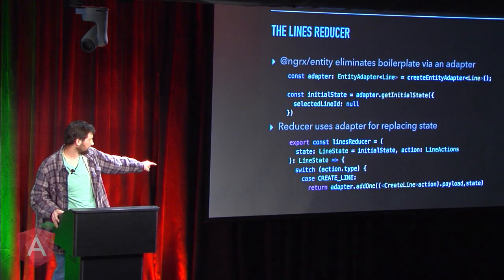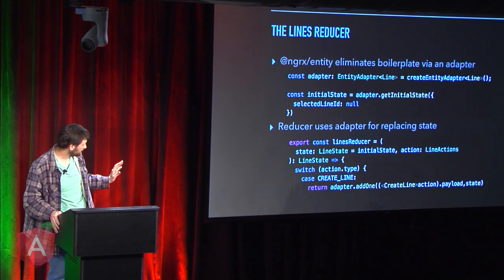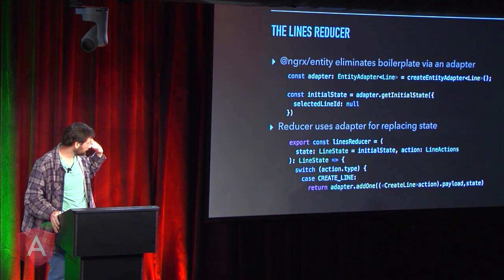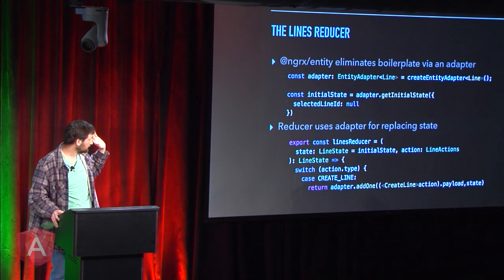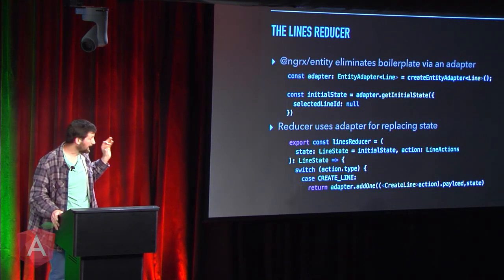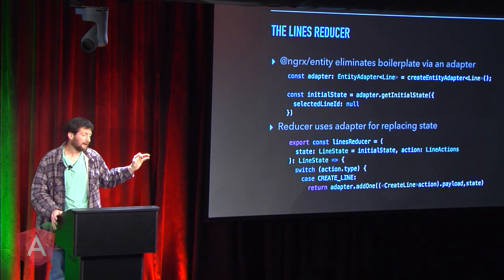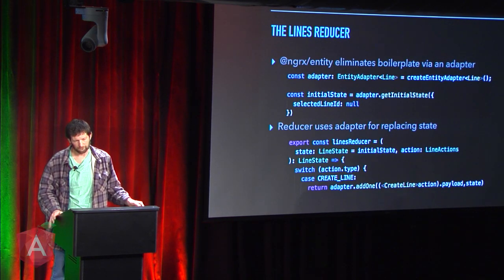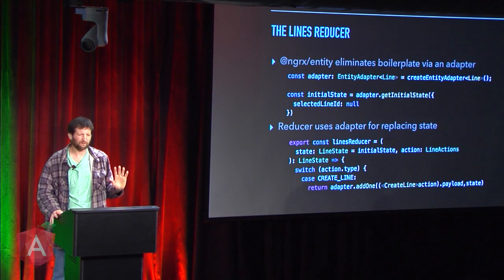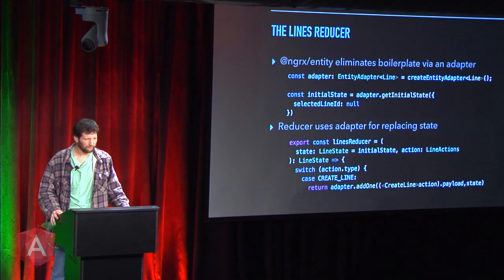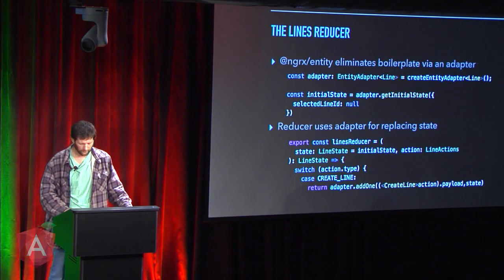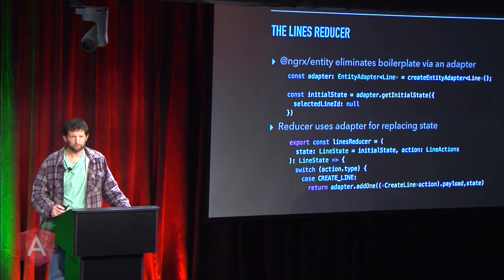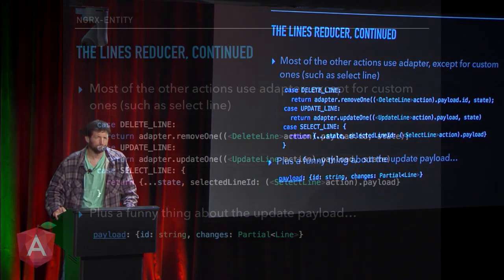That's kind of boring, but once you have that, then within the actual reducer, if you see down below for create line, the very last line is adapter.addOne. All you do is you pass in there the payload, which is the new line you're creating. You pass in there the state of your system, and it immediately updates your system with the brand new line. So once again, it takes care of all that ID management for you in those three places, which would otherwise be kind of a bug-prone enterprise.